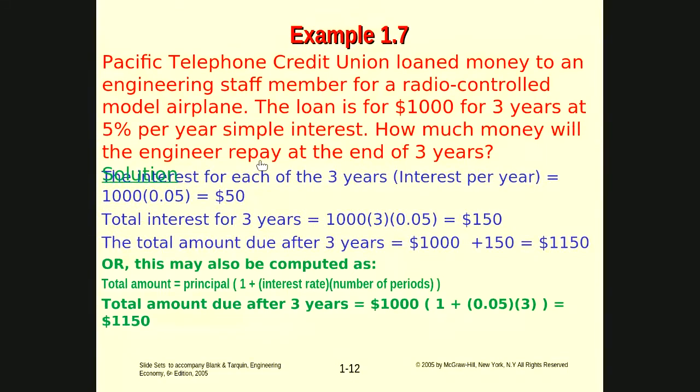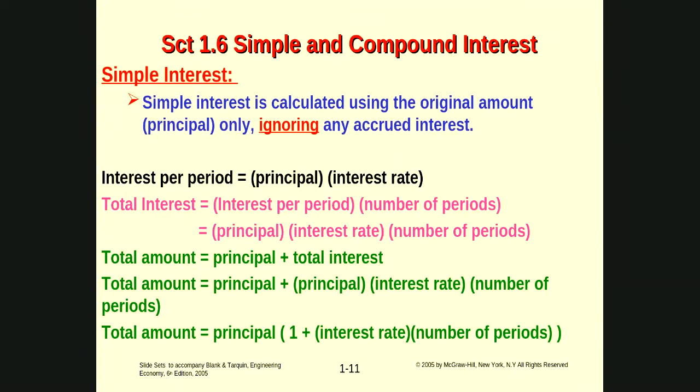Okay, how do we solve this? You always have the formula next to you, and you go to the total amount formula: the principal multiplied by (1 plus the interest rate multiplied by the number of periods). The number of periods is 3, the interest rate is 0.05, and the principal is 1,000.